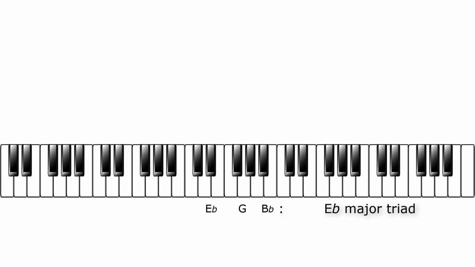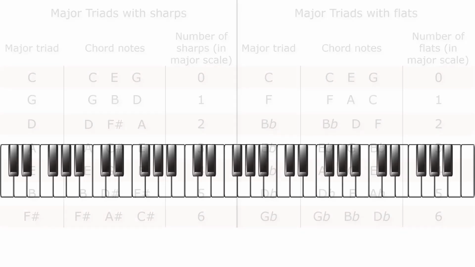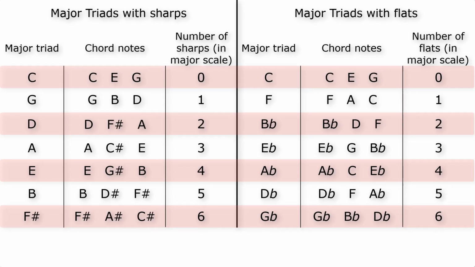In the same way you can find all the other major triads. And I think it's best when you try it yourself. Of course I will give you the answers, but I would pause the video now and try it yourself. Okay, here are the answers. On the left side all the major triads that come from major scales with sharps, and on the right all the major triads that come from major scales with flats.